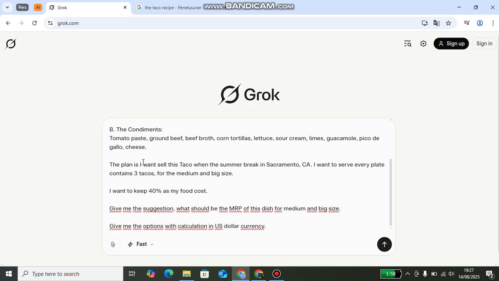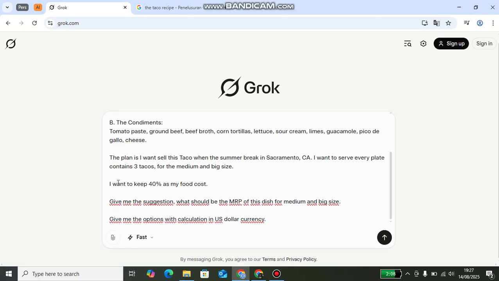What I plan is to sell this taco during the summer break, and you can also put the place where you would like to sell it, in what restaurant you would like to sell this product, and how many pieces you would like to serve per box or per plate to your customer. And for example, I want to keep 40% as my food cost.